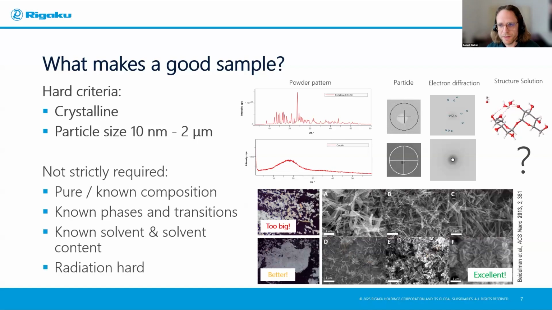What's not strictly required, and is actually something that can even be a strength of electron diffraction, is that the samples don't have to be pure or have a known composition. What phases are in there is not necessary to know. You don't have to know solvent contents, you will find it out. And contrary to popular conception, they don't even have to be particularly radiation hard. Electron diffraction can be very, very gentle, much more so than electron microscopy, for example.